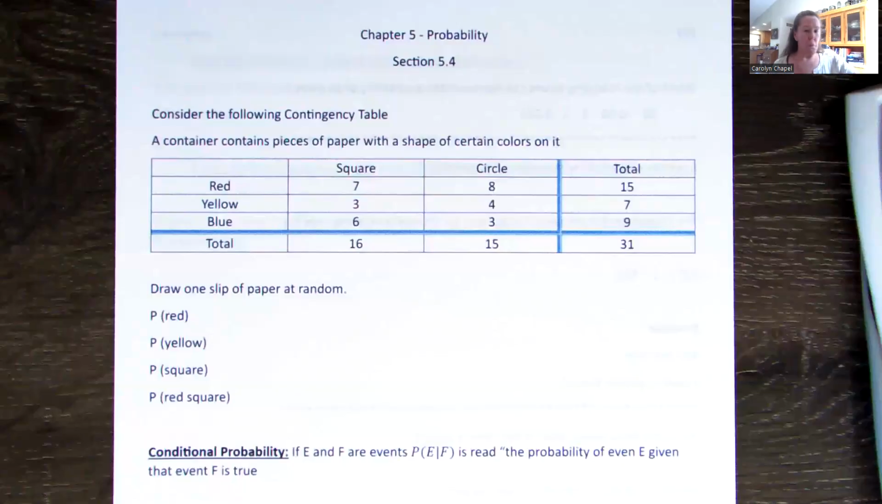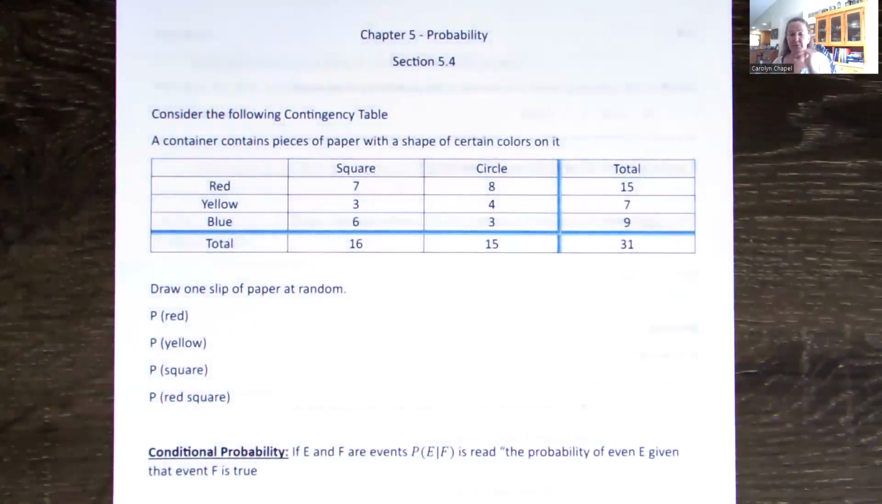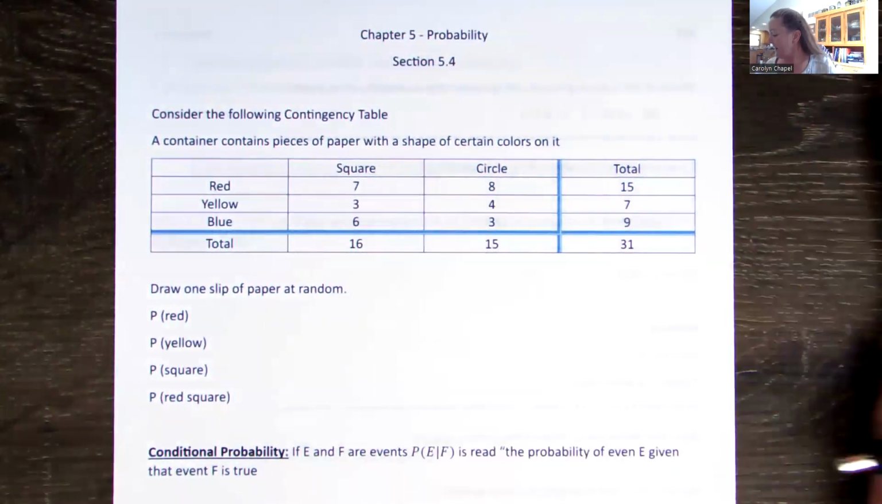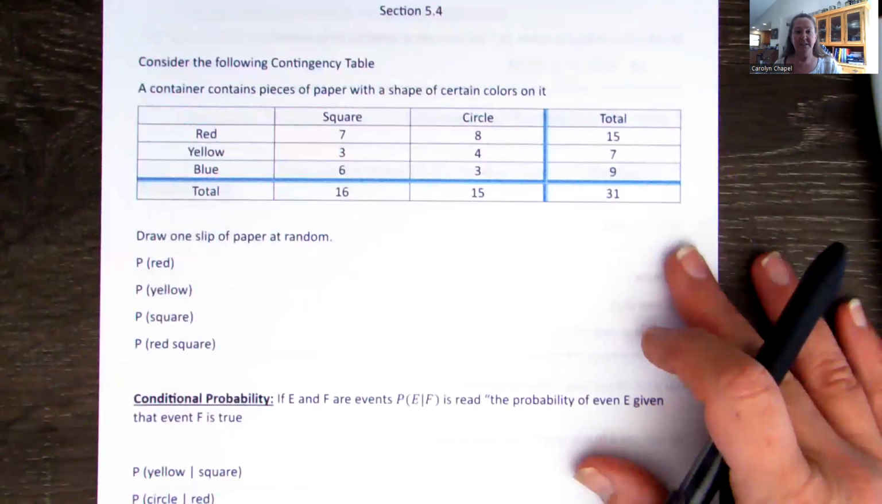So let me start by sharing my screen. I also have my calculator ready for us. So when we're ready to do some calculator work, I've got it right here with me. But we're going to start with a contingency table.